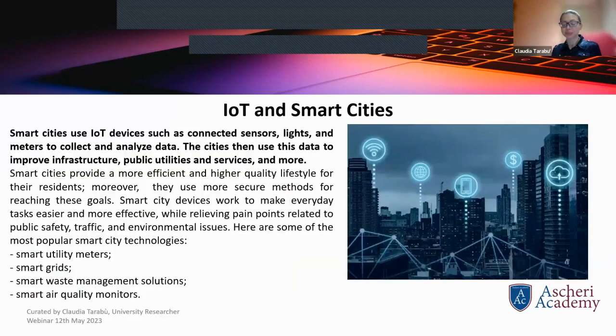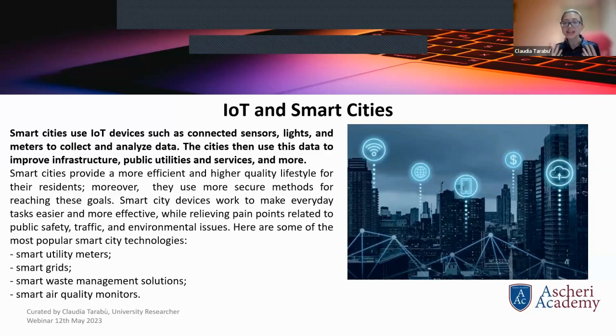Another domain that I wanted to illustrate with the insertion of the IoT technology is the domain of smart cities. Smart cities use IoT devices such as connected sensors, lights, and meters to collect and analyze data. So the cities later use this data to improve their infrastructures, their public utilities, and their services. And we can say that smart cities have the goal to provide a more efficient and a higher quality lifestyle for their residents.